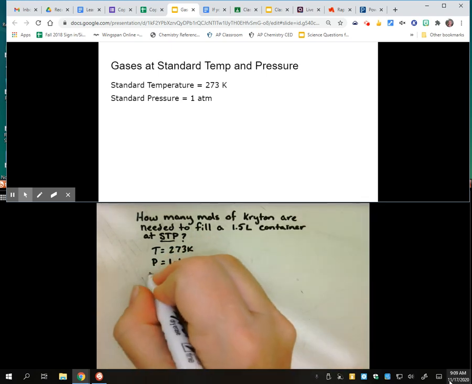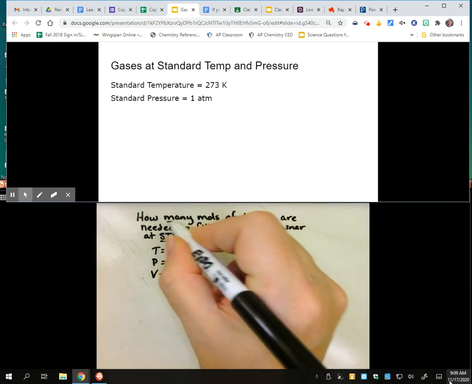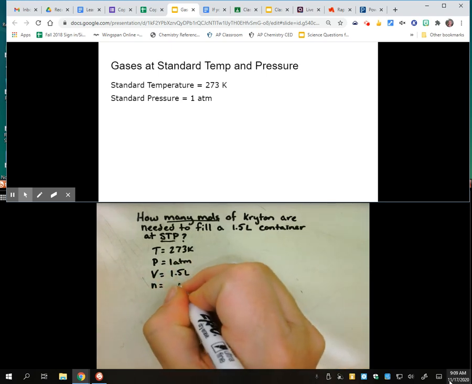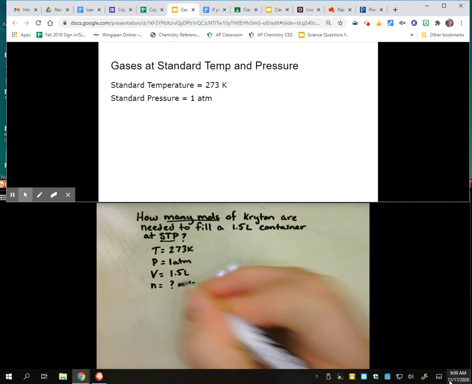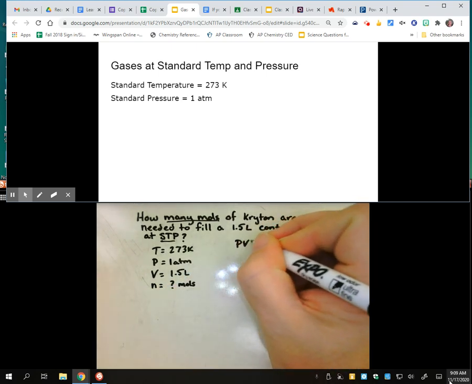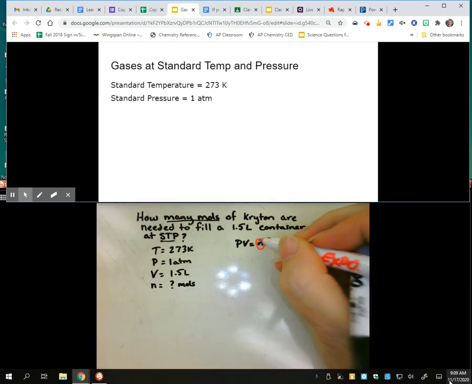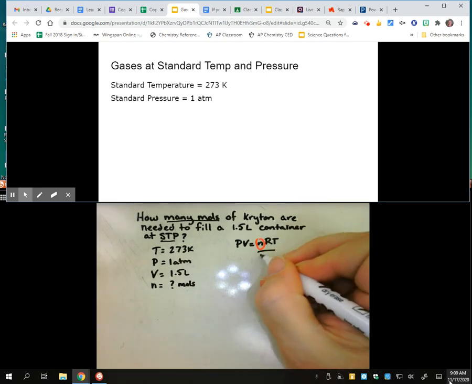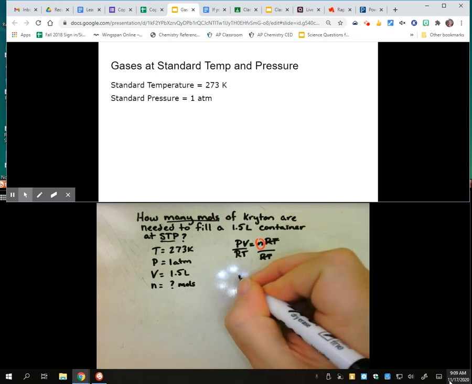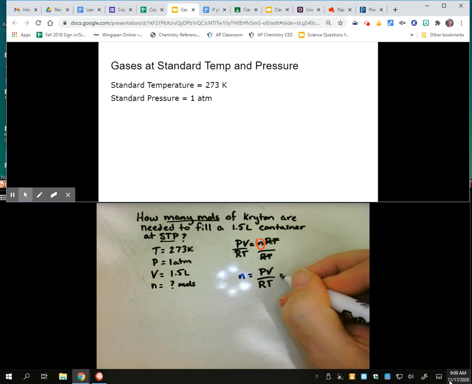They're also telling us the volume in this problem of 1.5 liters. And they're asking for how many moles. And moles are n. So this is a very classic PV equals nRT problem. We're going to solve for n, so we need to divide both sides by RT. So n equals PV over RT.